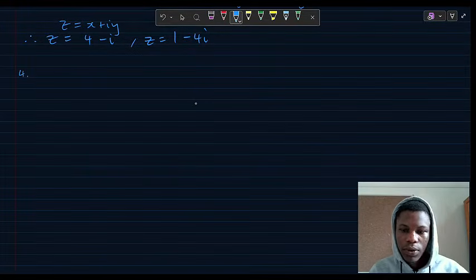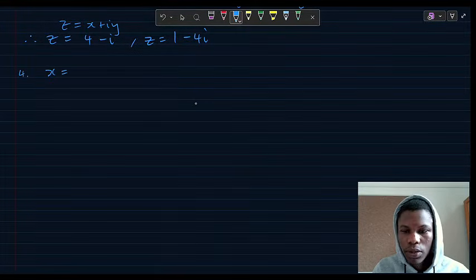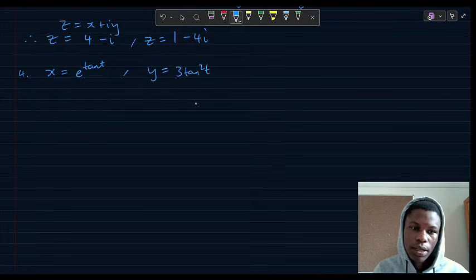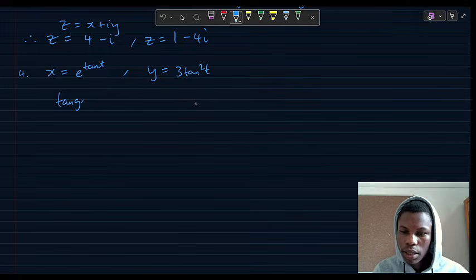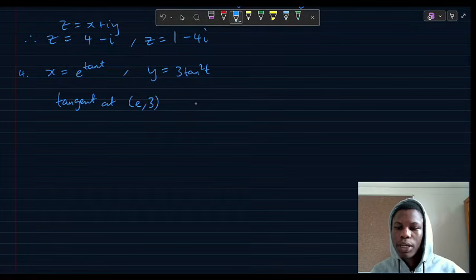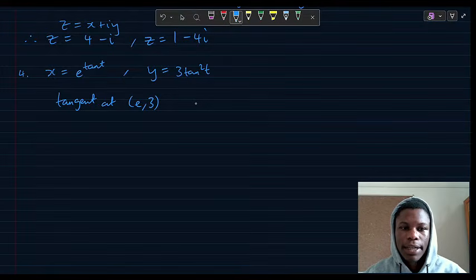The parametric equations of a curve are x is equal to e to the tan t and y is equal to 3 tan squared t. Find the equation of the tangent to the curve at the point (e, 3). Give your answer in the form y equals mx plus c, where m and c are exact.